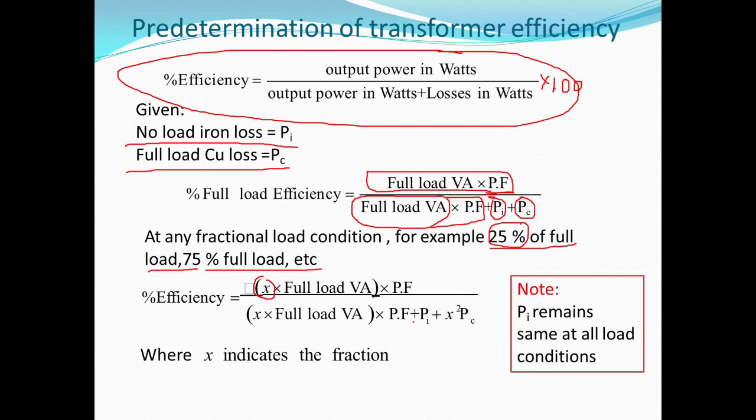Voltage and current ratings. Here, the iron losses are constant in the transformer because they occur in the iron parts of the machine. They are independent of voltage as well as current.